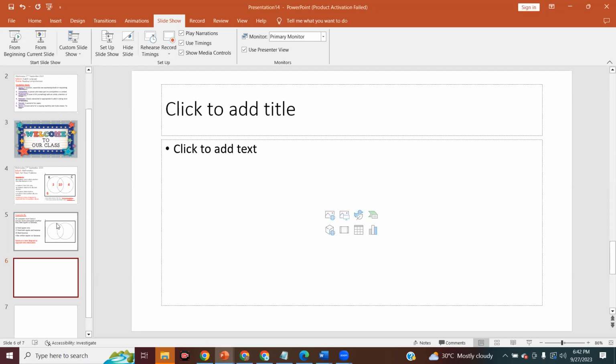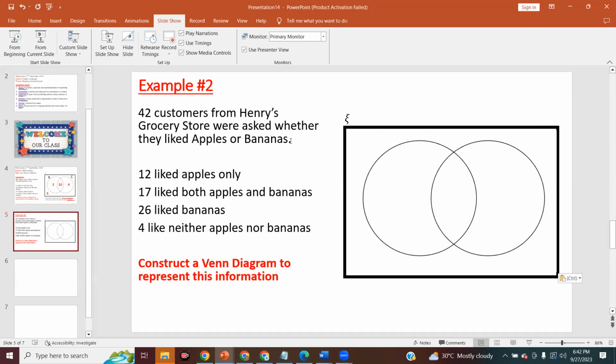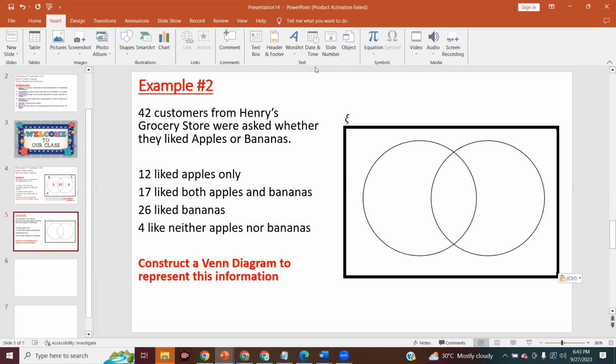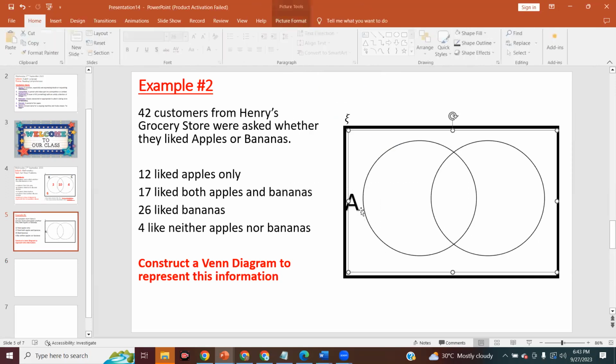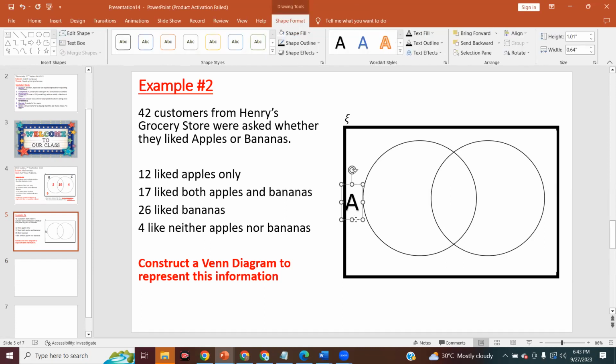All right, so back here. What we're going to call the one for apple, we're going to call that A. So this is going to be A. So for apples, we're going to use A.